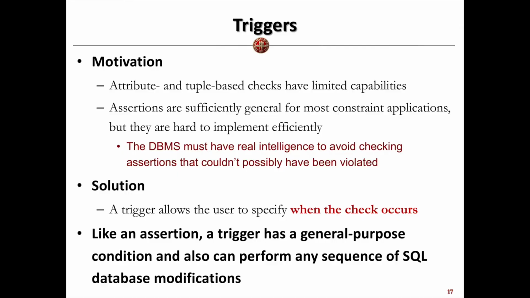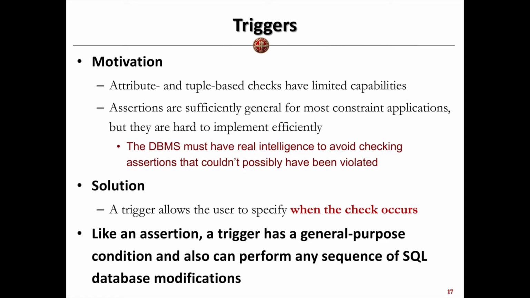Welcome back. I hope you still remember that we have introduced tuple-based checks, attribute-based checks, as well as assertions. We have mentioned they are working on different levels. Attribute-based checks work on specific attributes, and tuple-based checks work on a specific relation or table. Assertions work on all the tables inside database systems. It's at a higher level.